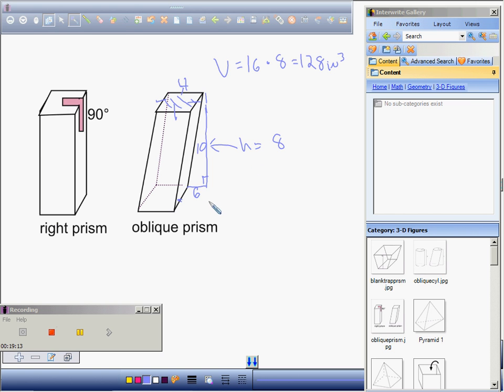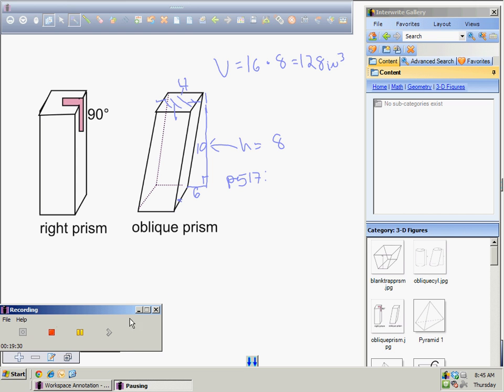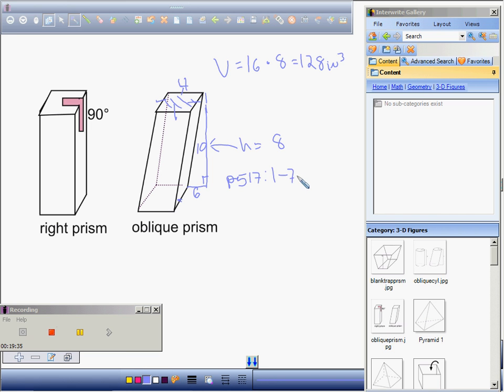They might get a little bit trickier, but you are smart kids, so you should be able to figure it out. Your homework on this assignment is page 517, 1 through 7, and 8 through 18 evens. Okay.